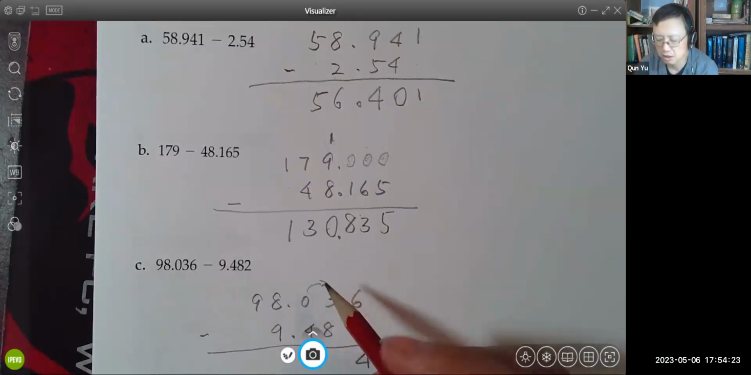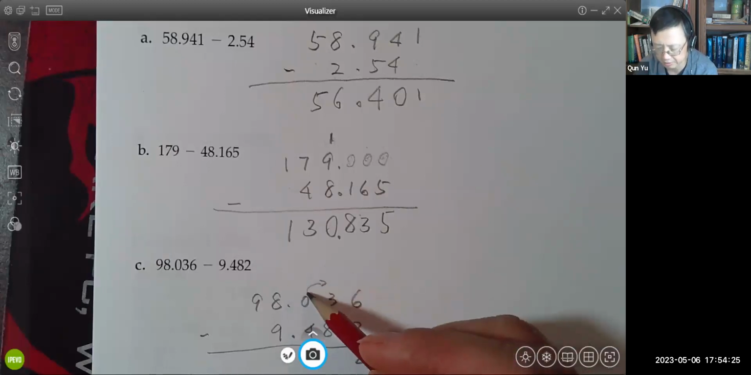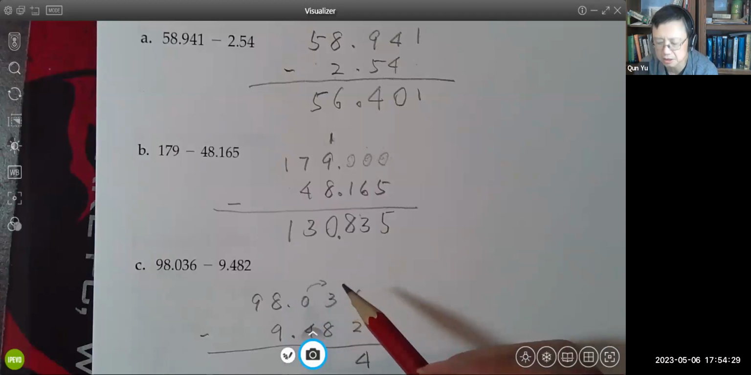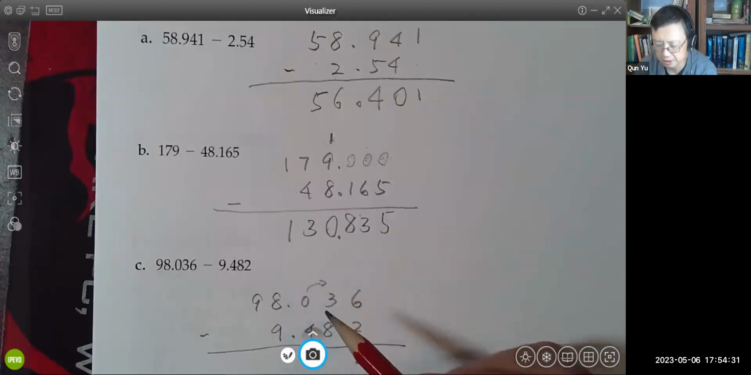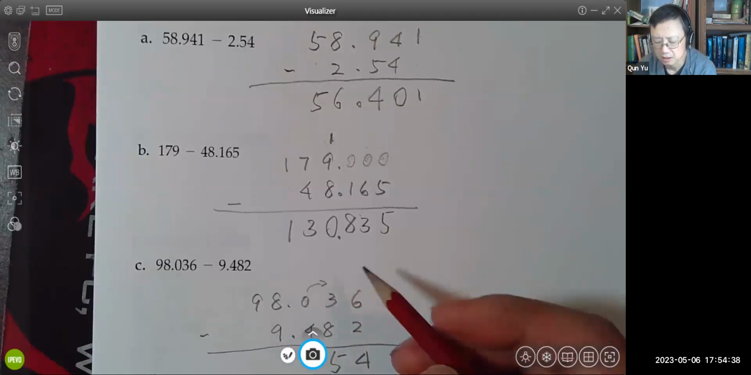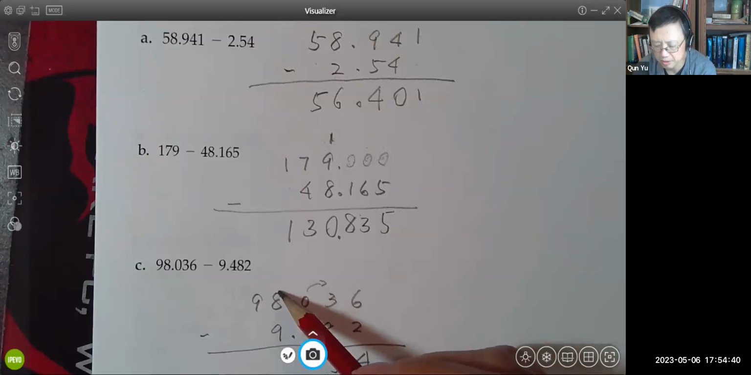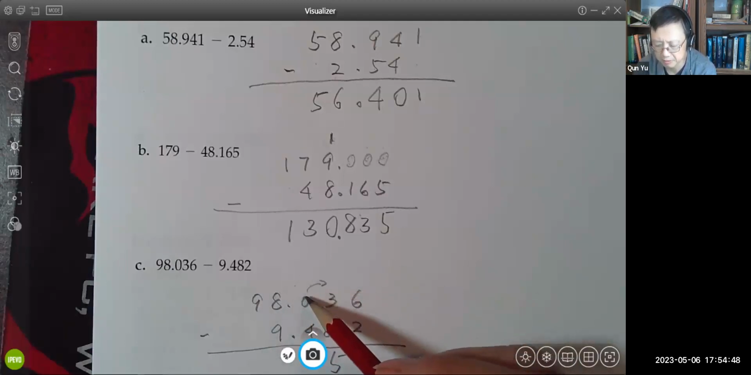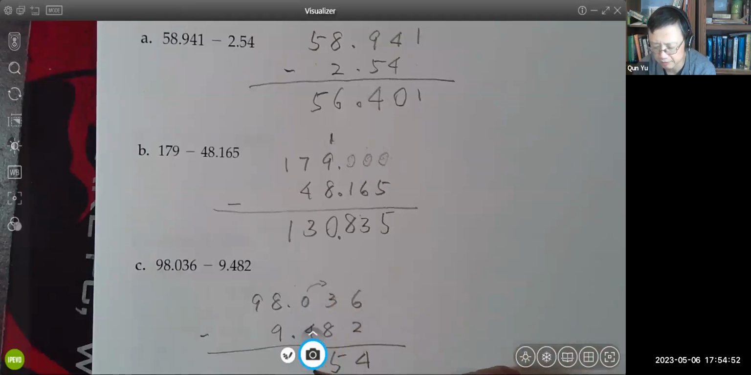When you borrow anything, it becomes 10, okay? Because the previous digit is always 10 times bigger than the current digit. There's a prior digit, okay? So it becomes 13. 13 minus 8, that's 5. Now, when you borrow from here, it's 10, because it's 0. 10 plus 0 is still 10. Since you borrow 1 from here, it becomes 9. So 9 minus 4, that's 5.